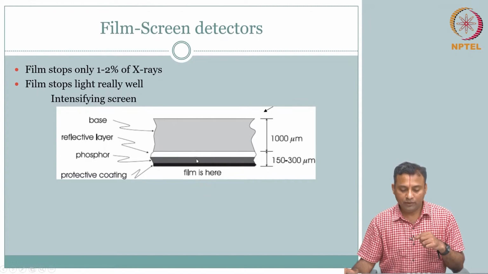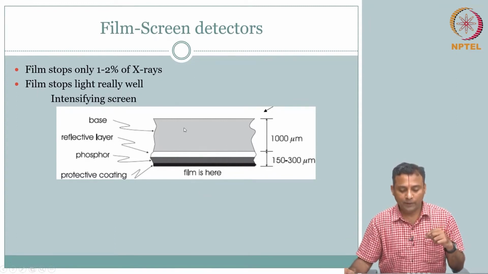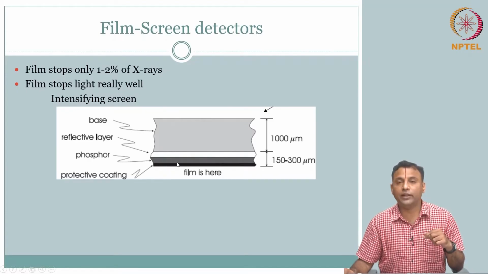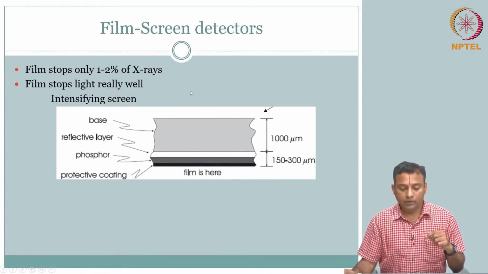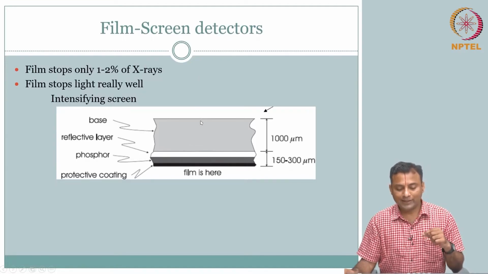And therefore you have all these. This is the outer casing. There is a base material, and then there is a reflective layer. The active layer in an intensifying screen is the phosphor here, and then there is some protective coating. So as you can see, you have the film. Your X-rays should come from one side, from the outside. They will come through this base.